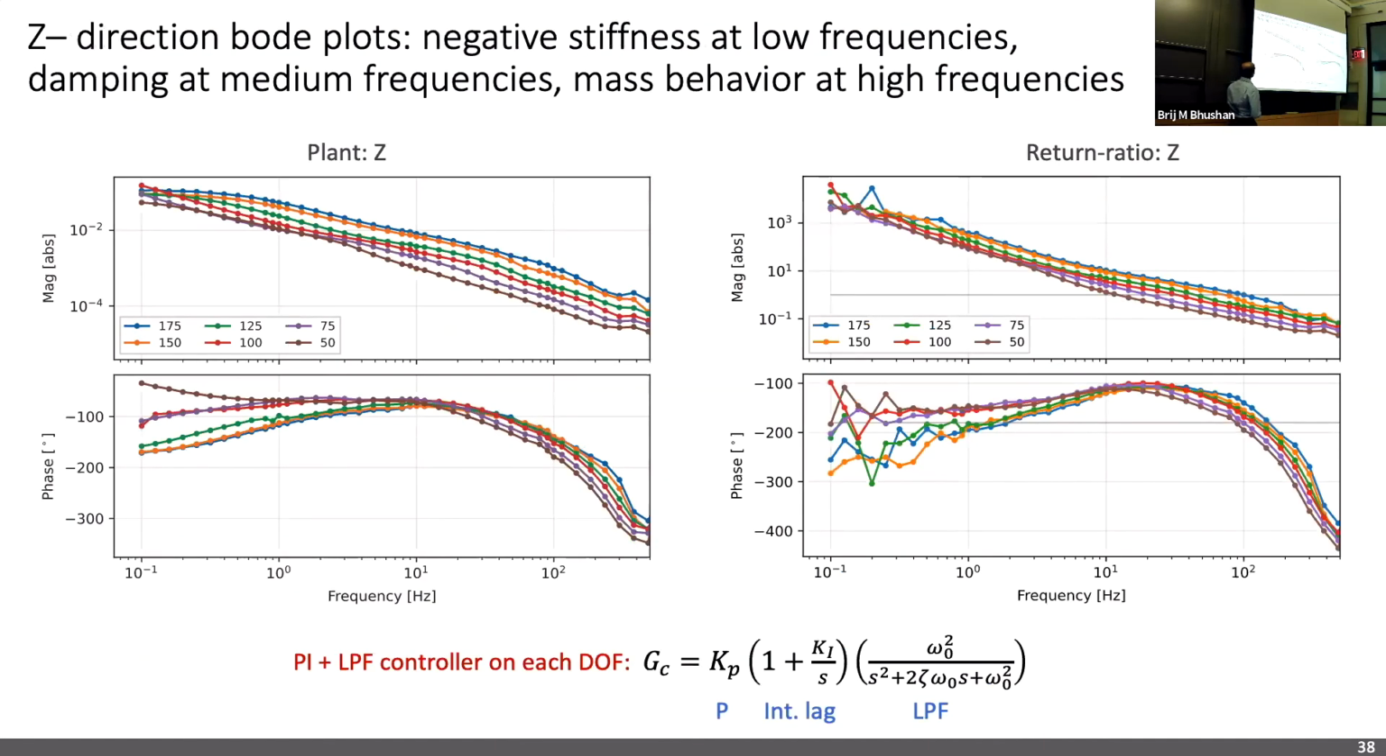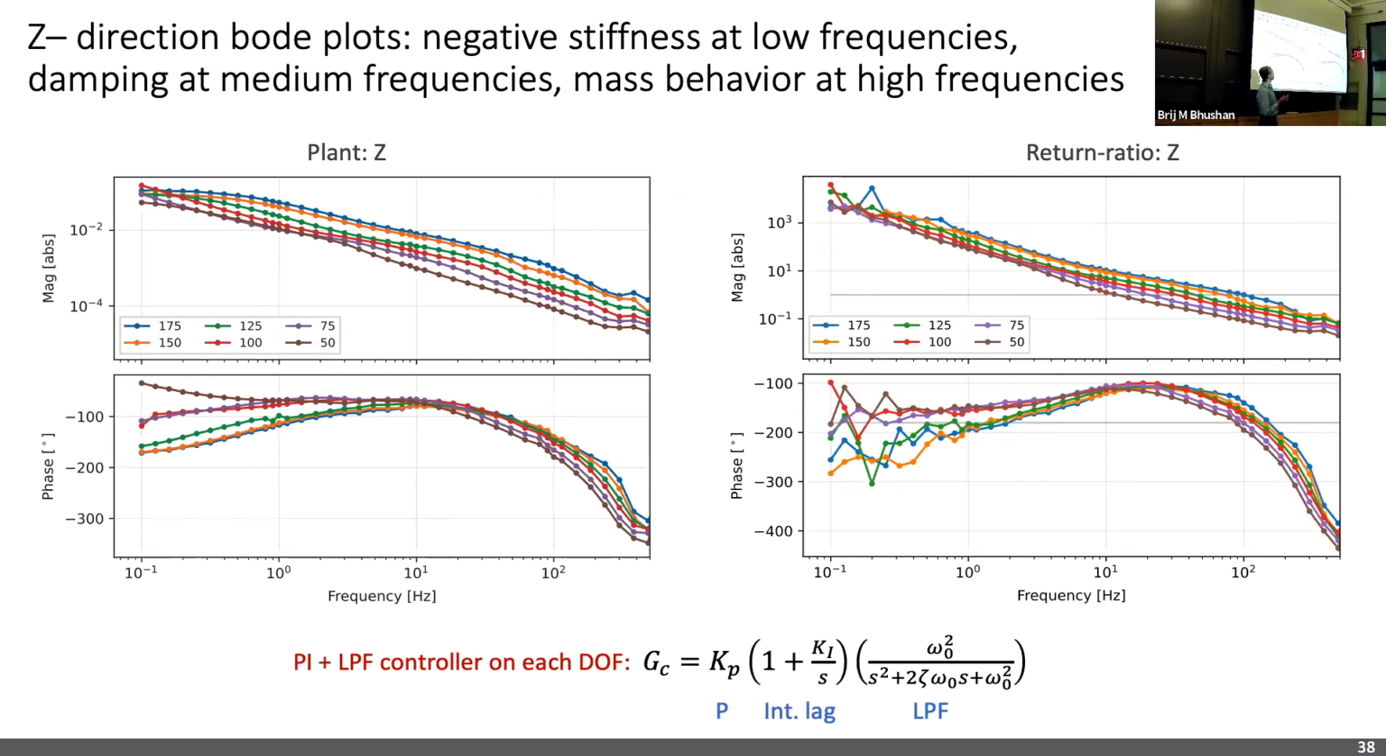Then we measure the plant bode plots with air gap. This is in the Z direction. So there are three things to note here. The first is the plant magnitude increases with increasing air gap. That is because the impact of air damping reduces as the gap is reducing.